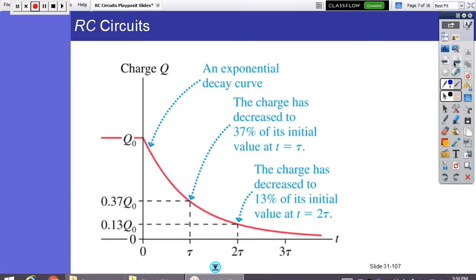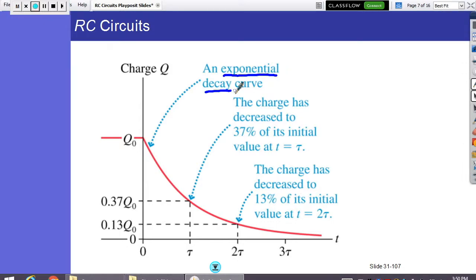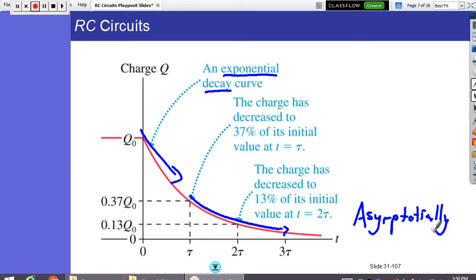Okay, let's look at a graph. So what happens to this thing over time? Once I start discharging my capacitor, this is an exponential decay curve. So at first, the charge on it decreases very rapidly. There's a very high current. And then it kind of slows down and smooths out, and asymptotically approaches zero.